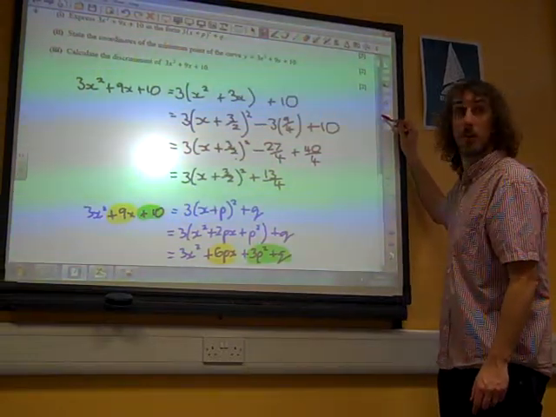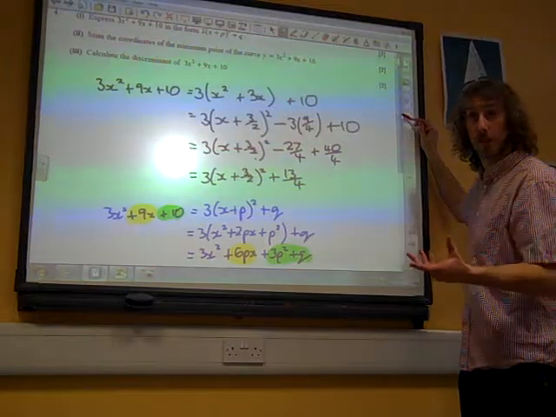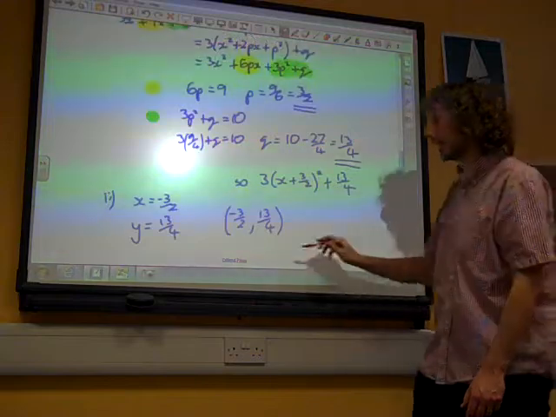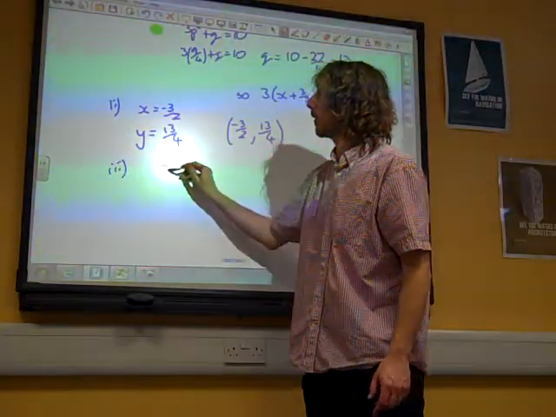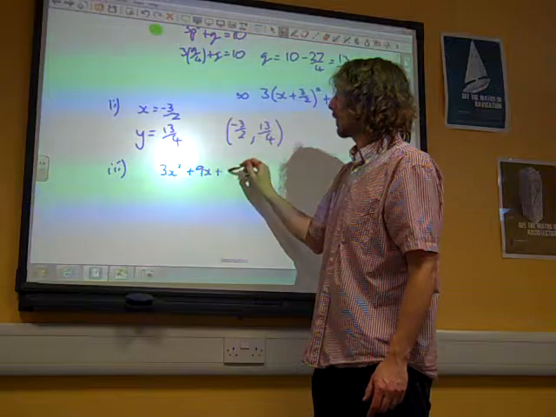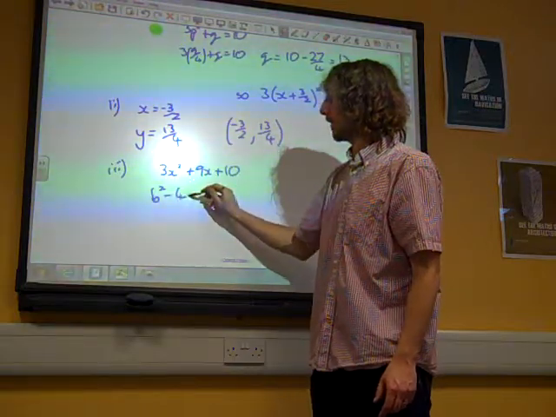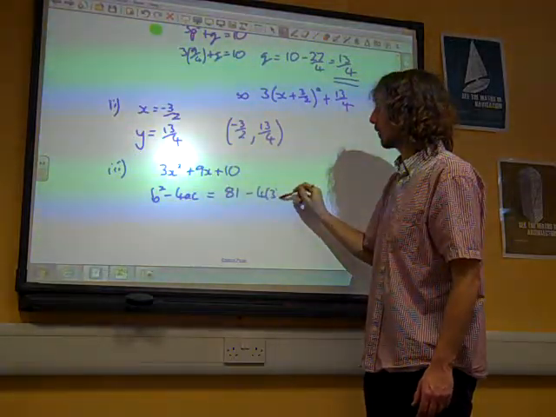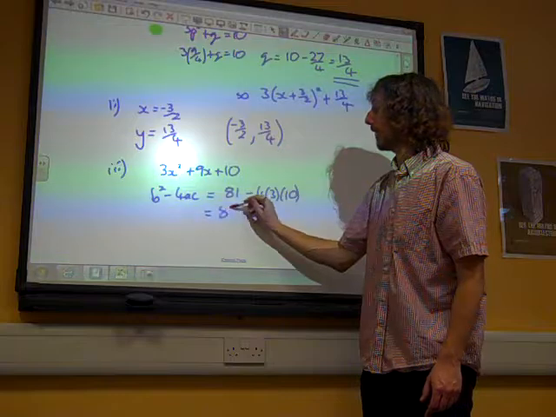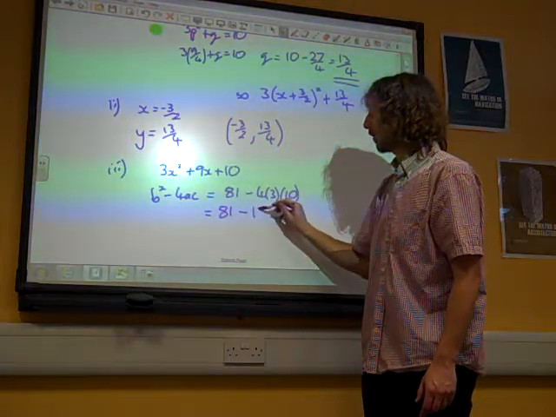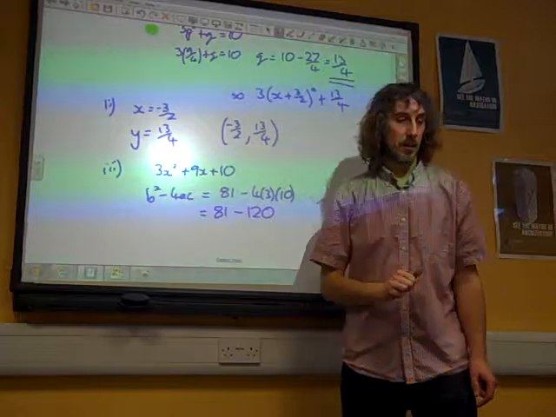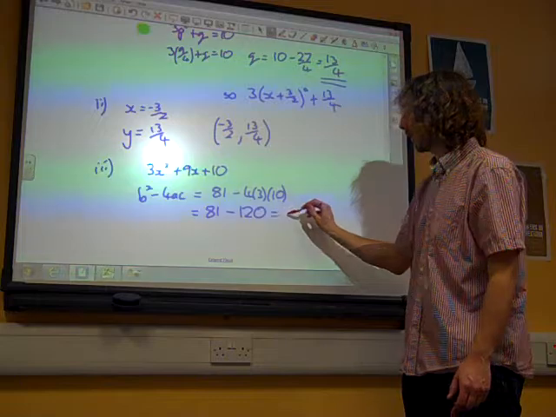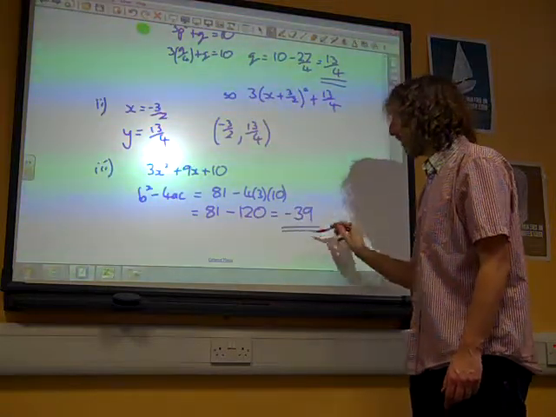Calculate the discriminant. Now the discriminant is just the bit inside the square root sign in the quadratic formula. It was 3x squared plus 9x plus 10. So, b squared minus 4ac is all that we're after. That is 81 minus 4 times 3 times 10. We've got 81, take away 120, which leaves us with a value of minus 39. And that's it. That's all it asked for.